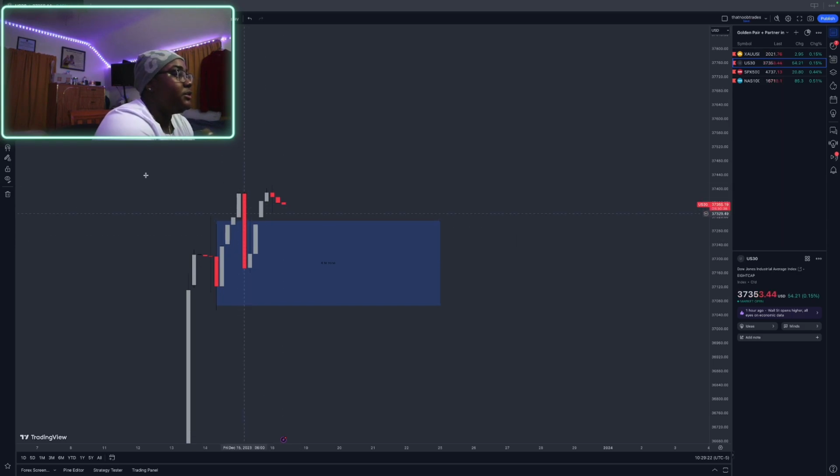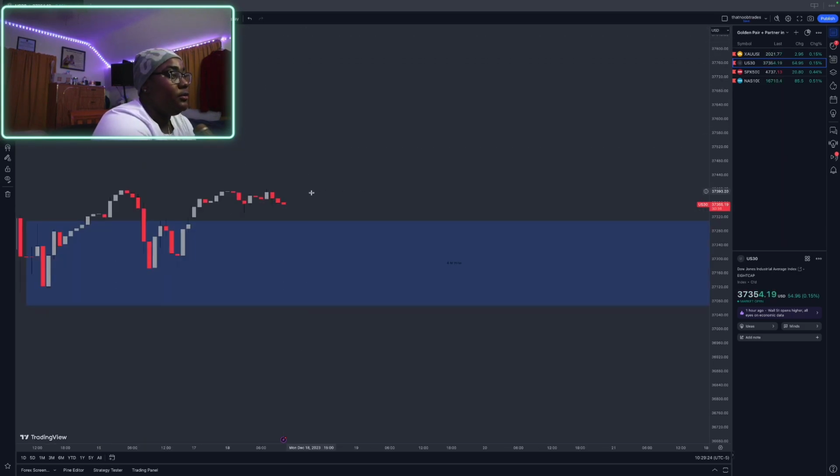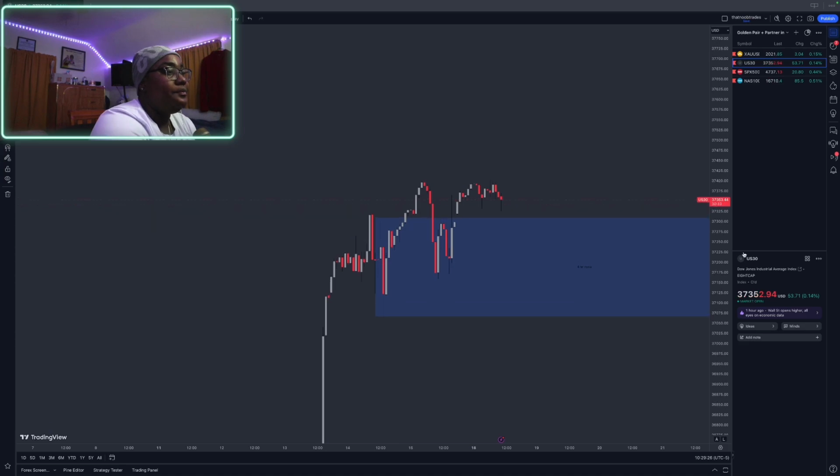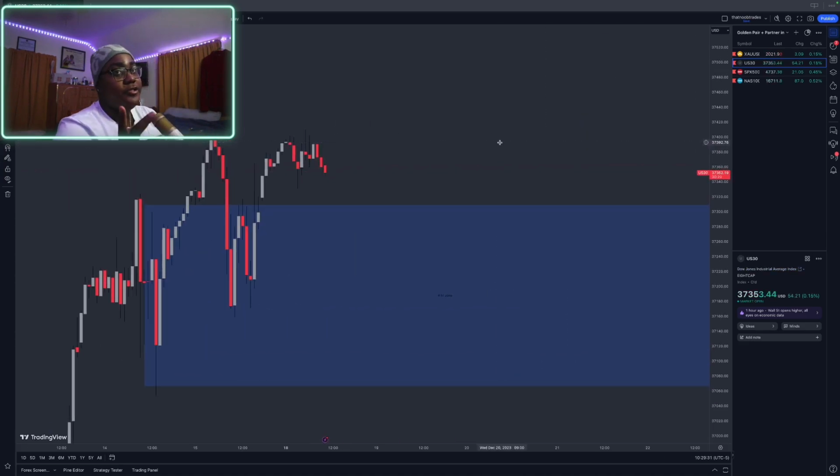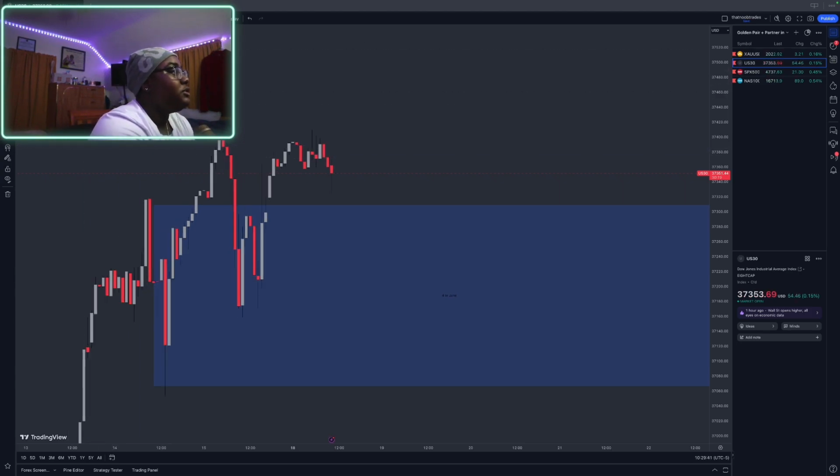So yeah, I have a 4 hour zone here. There's another one here, but it's kind of big for me. Let me just hop on the 1 hour real quick. And I trade two different strategies. One of them is more like an intraday swing trade, and the other one's more like a scalp intraday type thing. So I'm doing setups for both.